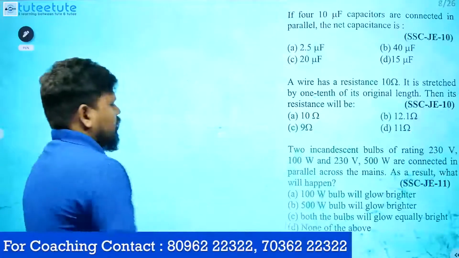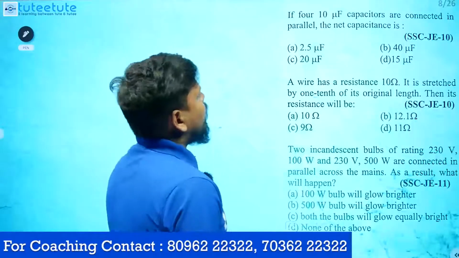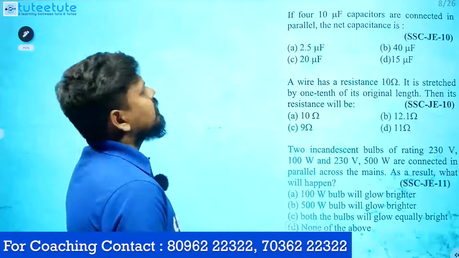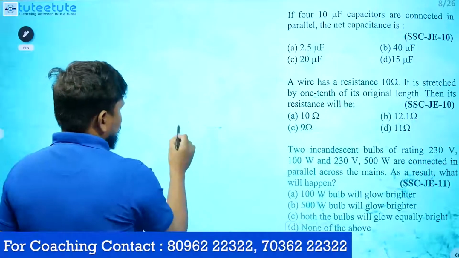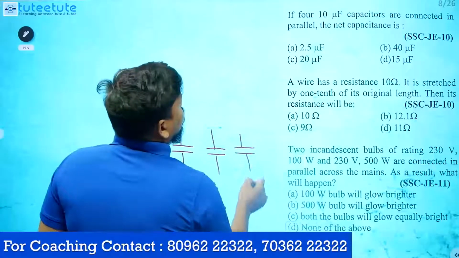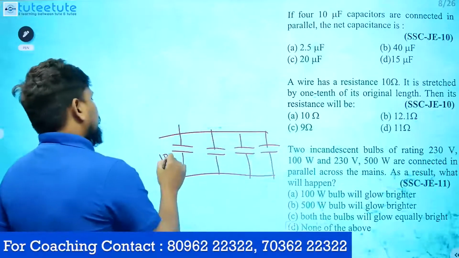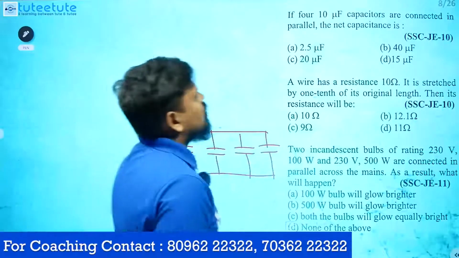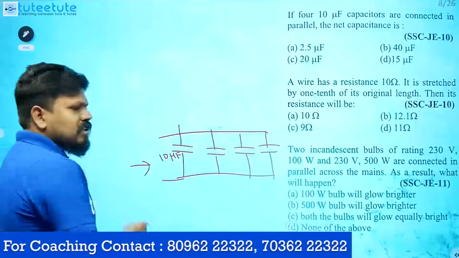Okay, next question. If four 10 microfarad capacitors are connected in parallel, the net capacitance is, no need to think, directly give. Four capacitances they have connected in parallel, and each value is 10 microfarads, the same. So the net capacitance they are asking.